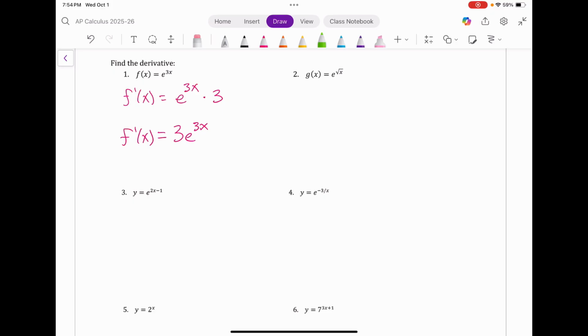Okay, number two, we could rewrite this as e to the x to the 1/2. So when we're taking the derivative, we know how to apply the chain rule. The derivative of e to the square root of x is just that, the same thing, and then times the chain rule, right? So times the derivative of x to the 1/2, which is 1/2 x to the negative 1/2. And you could rewrite this as e to the square root of x over 2 square root x.